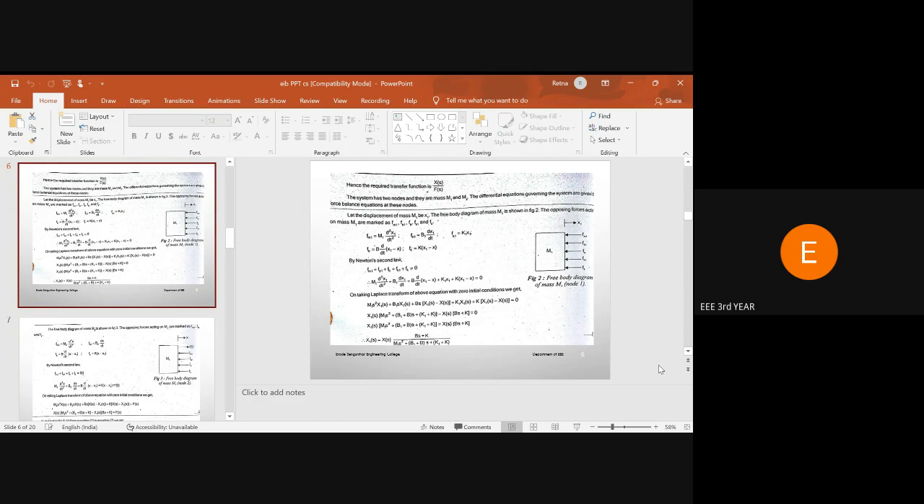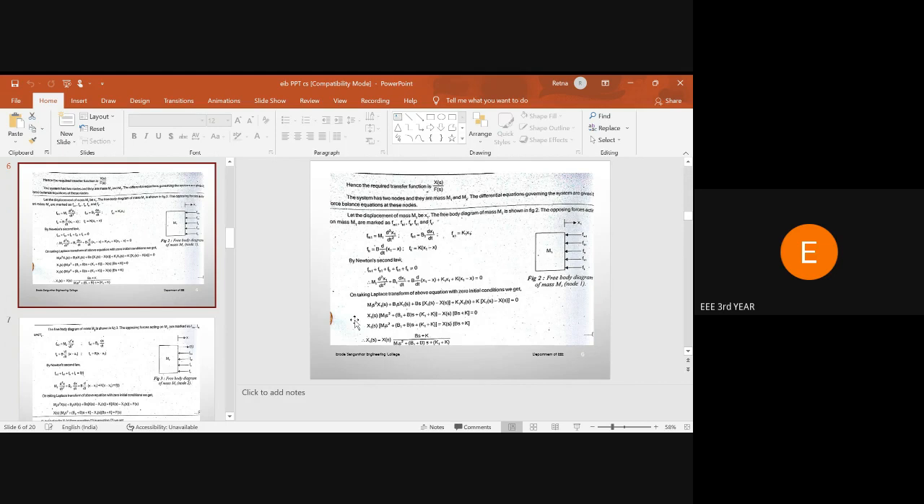Next step, taking the Laplace transform of the above equation. Then m1 into s square into X1 of s, since the Laplace transform of d square x1 divided by dt square is equal to s square into X1 of s. So we substitute the formula: m1 into s square into X1 of s. Then the Laplace transform of dx1 divided by dt equal to s into X1 of s. So b1 into s into X1 of s.